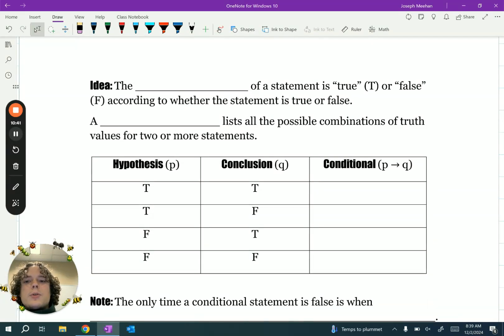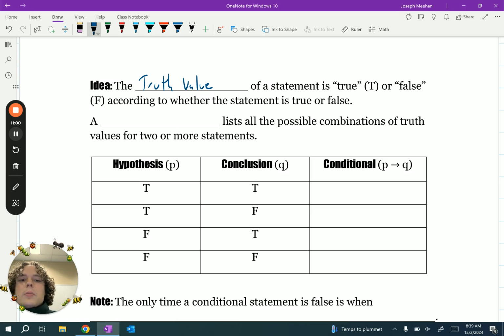It says the blank of a statement is true or false according to whether the statement is true or false. So this is called the truth value. The truth value of a statement is true or false depending on whether the statement is true or false.